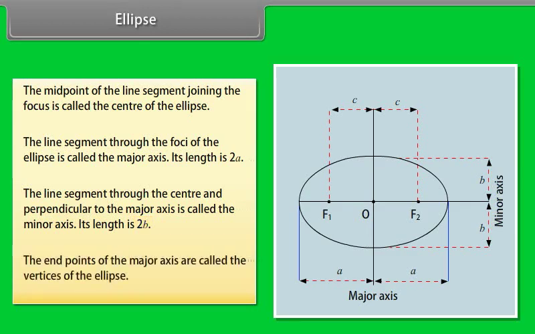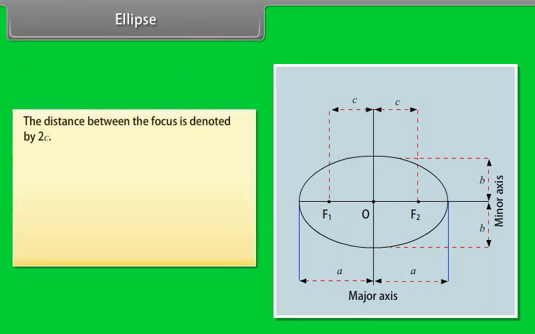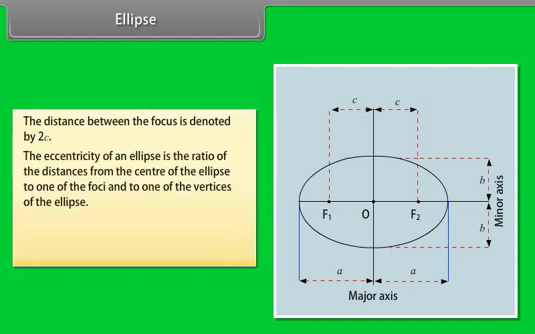The endpoints of the major axis are called the vertices of the ellipse. The distance between the foci is denoted by 2c. The eccentricity of an ellipse is the ratio of the distances from the center of the ellipse to one of the foci and to one of the vertices of the ellipse. That is, e equals c upon a.